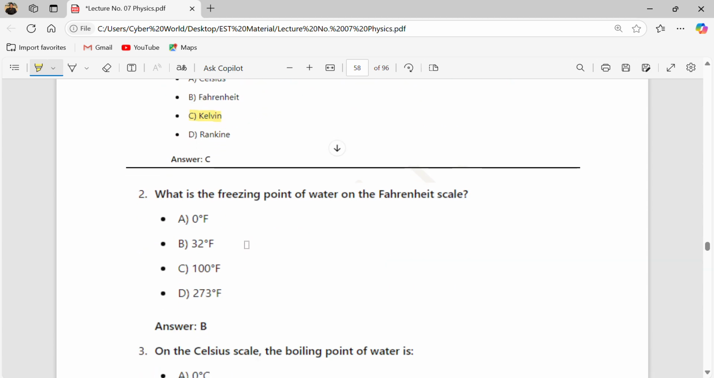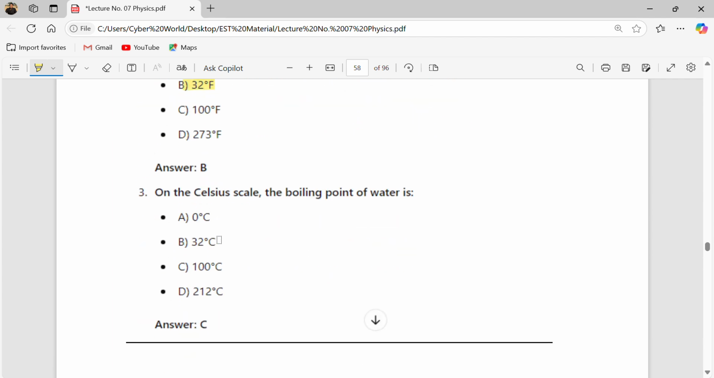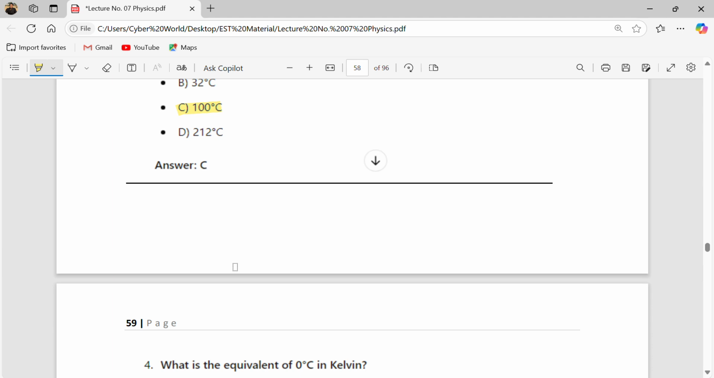Okay. What is the freezing point of water in Fahrenheit? You know that the freezing point of water in Fahrenheit is 32. So it is 32 Fahrenheit. Very important. Okay. On the Celsius scale, what is the boiling point of water? You know that on the Celsius scale, the boiling point of water is 100 degrees Celsius. So the correct answer is 100 degrees Celsius.